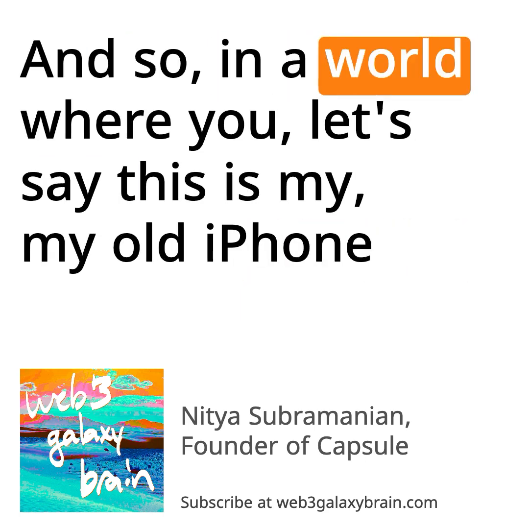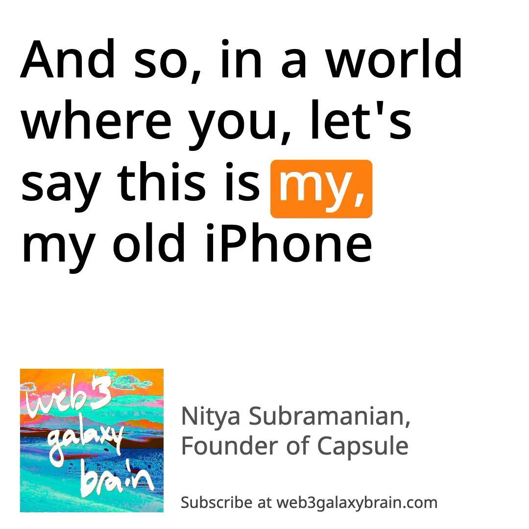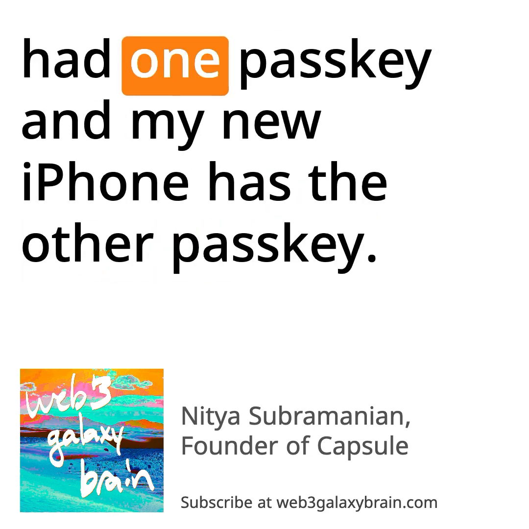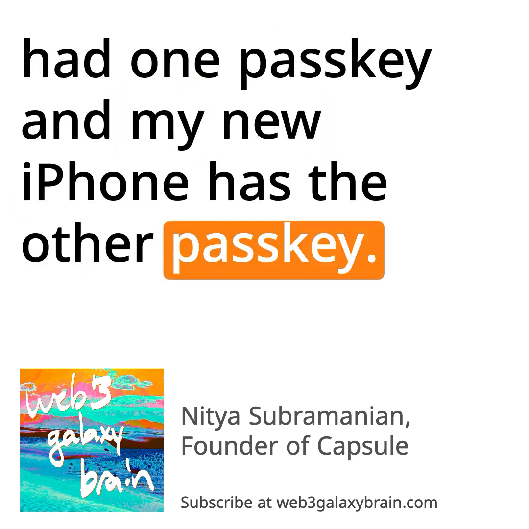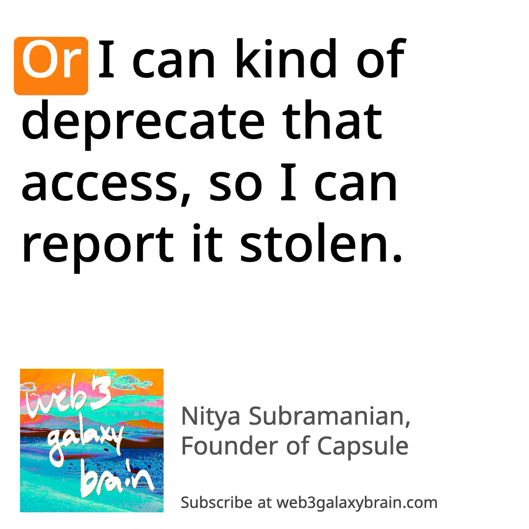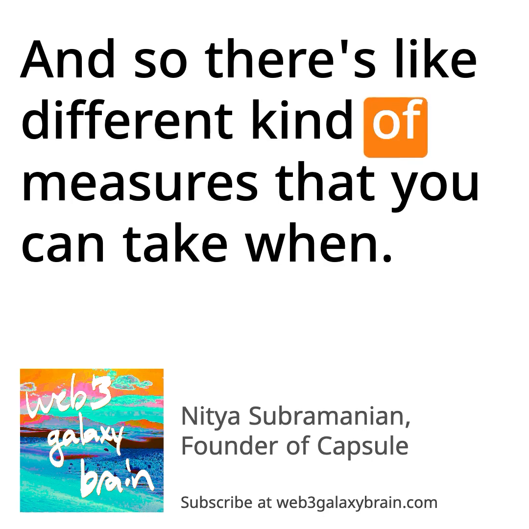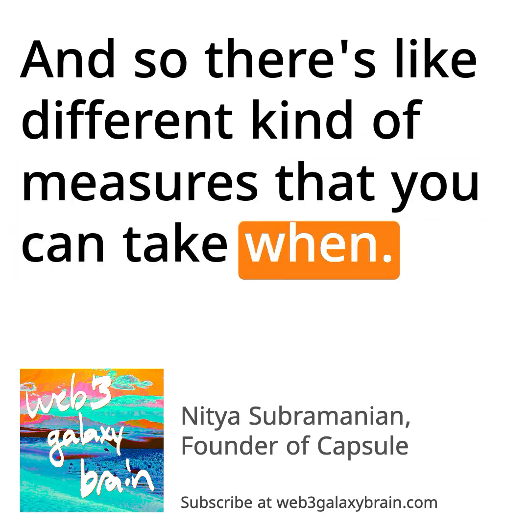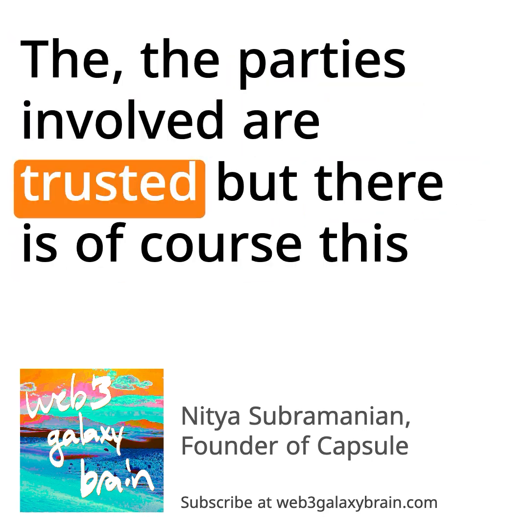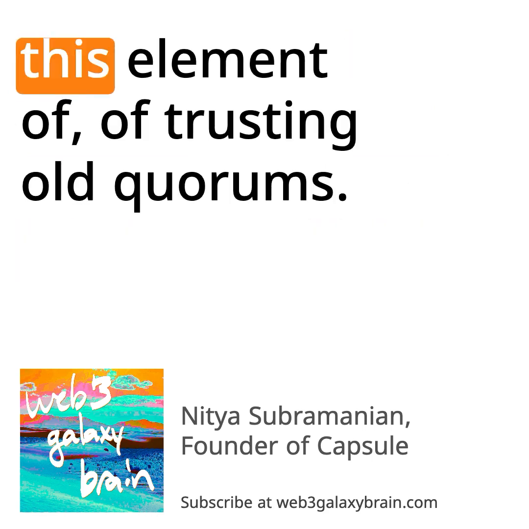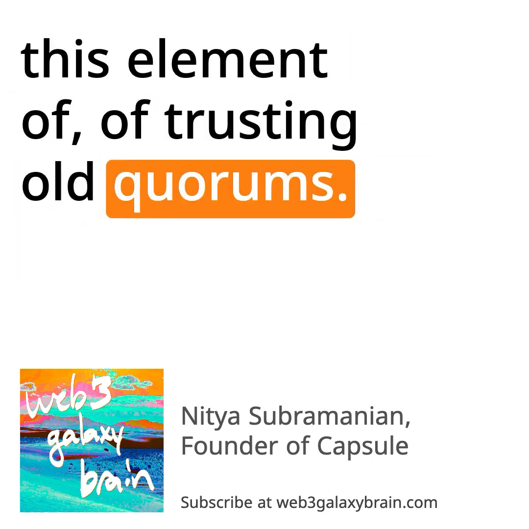In a world where, let's say, my old iPhone had one passkey and my new iPhone has the other passkey, I have my old iPhone, or I can deprecate that access, so I can report it stolen. And so there are different measures that you can take when the parties involved are trusted. But there is, of course, this element of trusting old quorums.